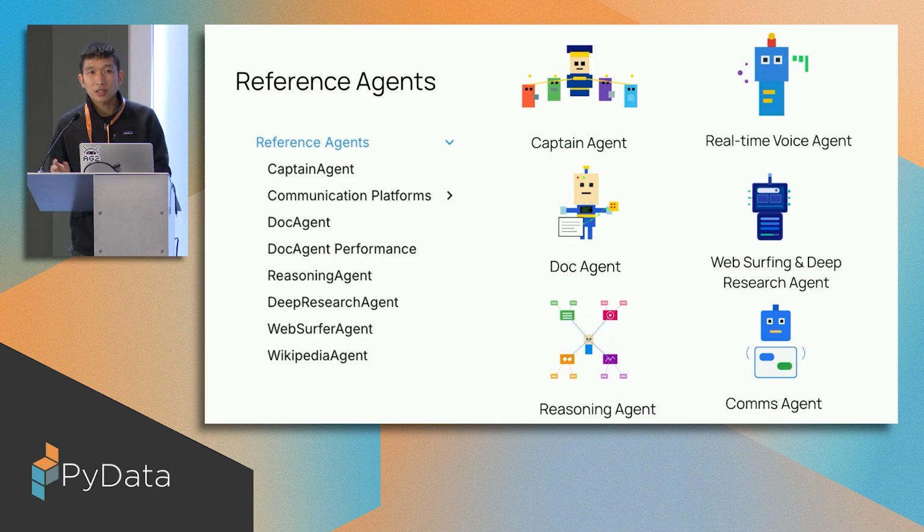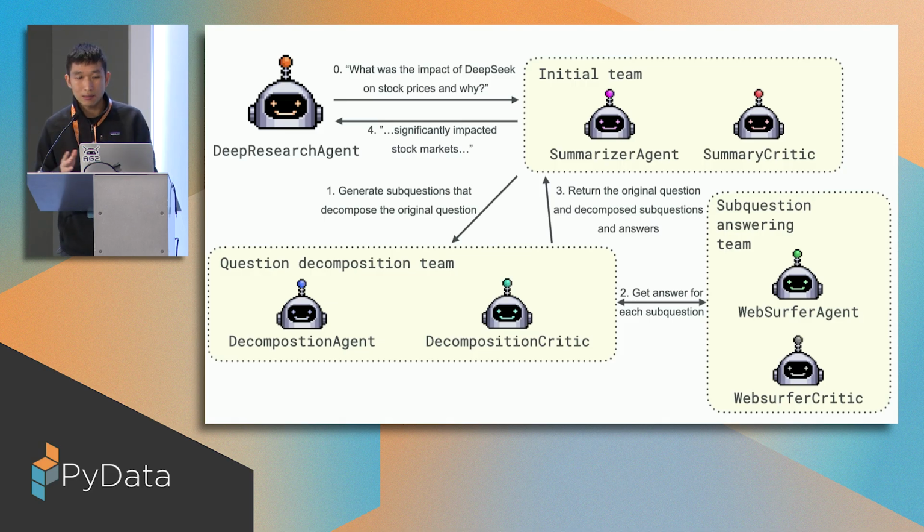A real-time voice agent is an agent that allows real-time communication in natural voice, and at the same time, it can work with a swarm of other agents behind the scenes to handle all the specific tasks. The doc agent is good for processing documents from different sources, and the web surfing and deep research agent allow you to find information from the web, browse web information, and do multiple steps of deep research. And there's also an advanced reasoning agent and a communication agent as examples.